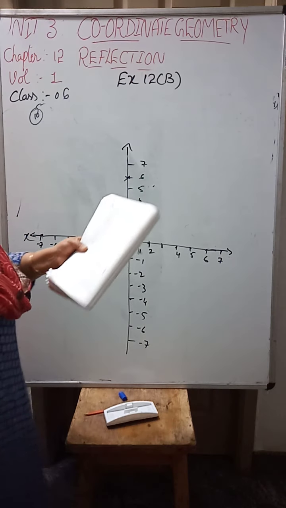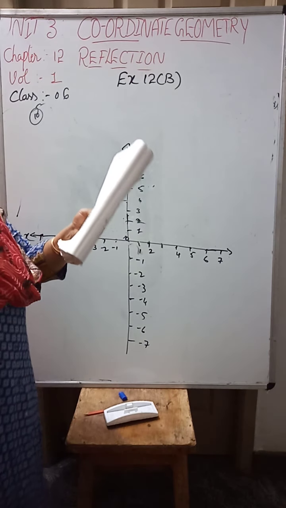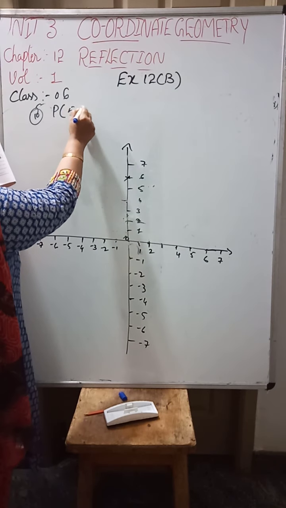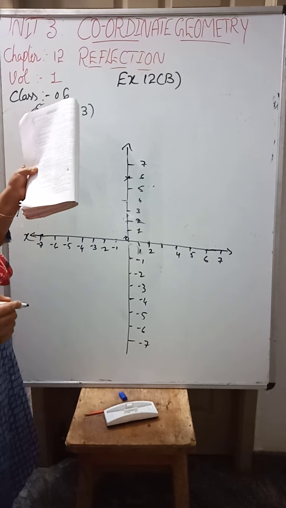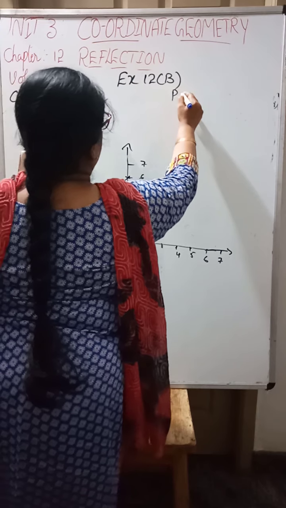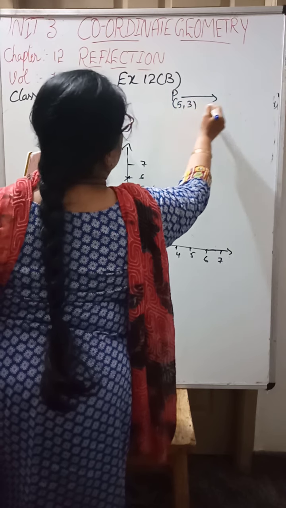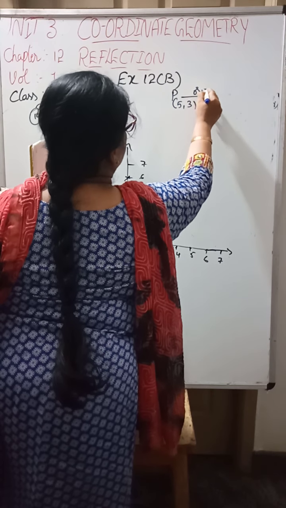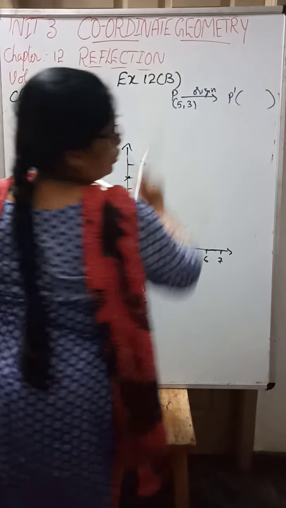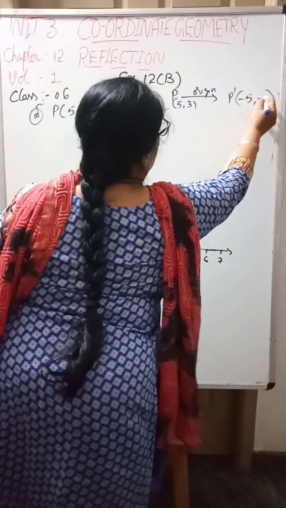Children, now let me begin with the 10th problem. The 10th problem says that the point P (5, 3) is reflected in the origin to get the image P dash. When it is reflected in the origin, both the signs change, which means P dash is (-5, -3).